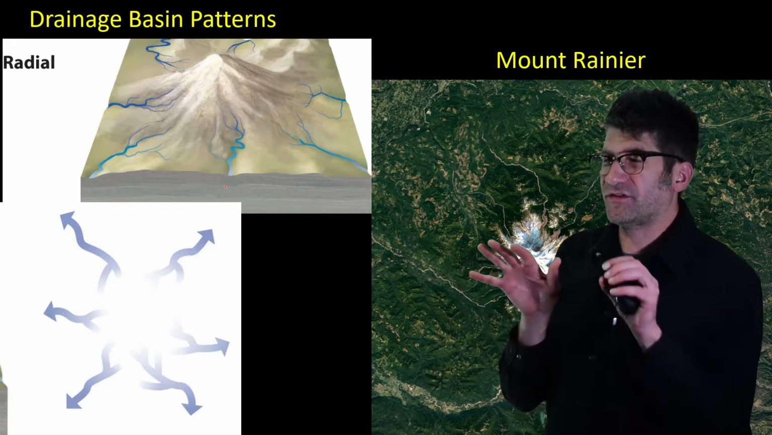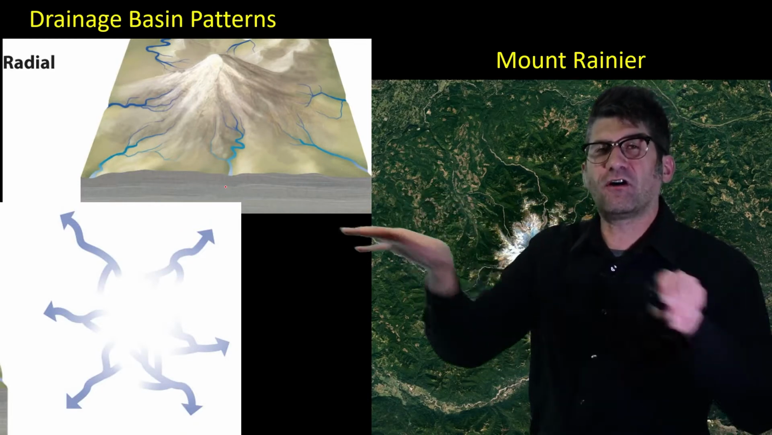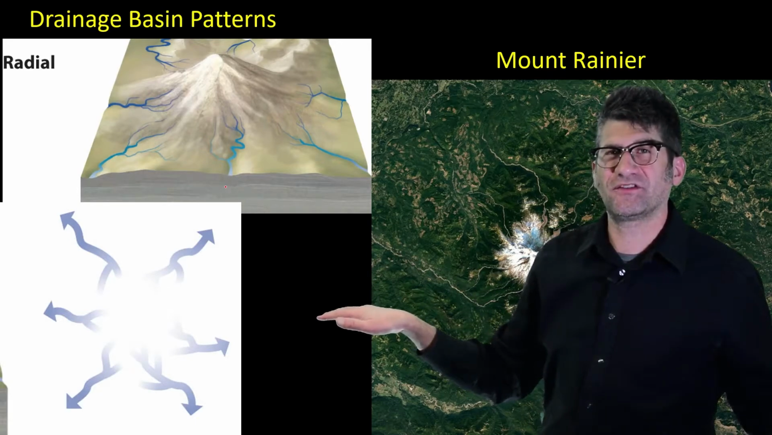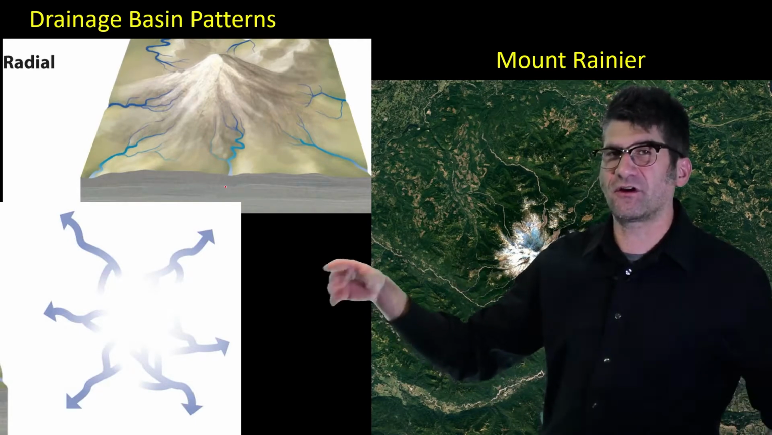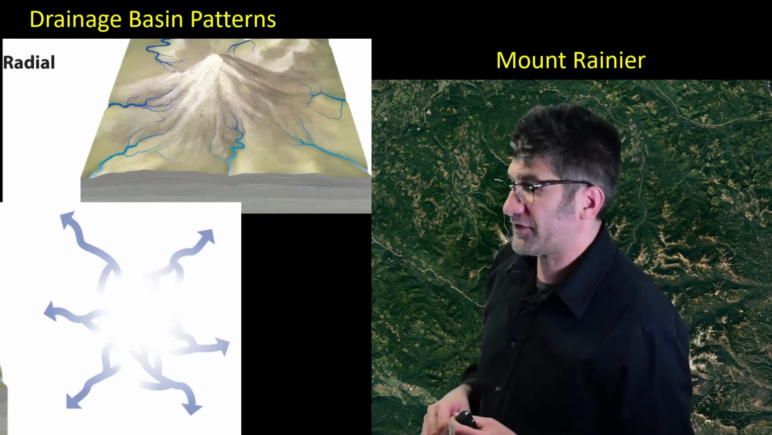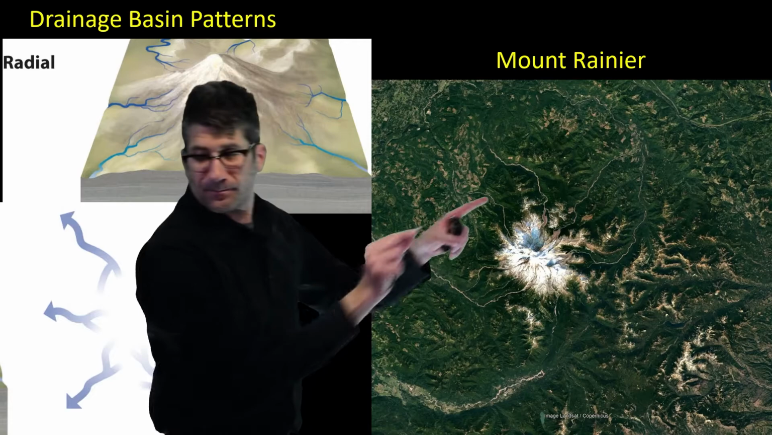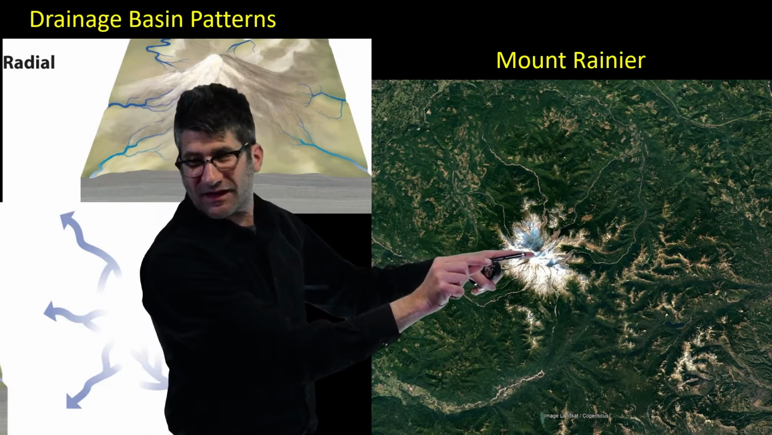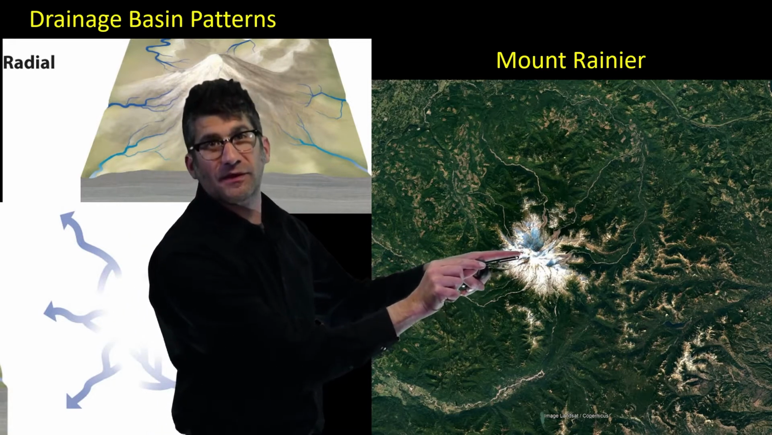Okay, our next type of pattern is what's known as a radial drainage basin. Radial drainage basins are different because your rivers are actually all flowing into different drainage basins. So they're flowing away from each other as opposed to tributaries coming together. And so the classic example of a radial drainage pattern would be a stratovolcano.